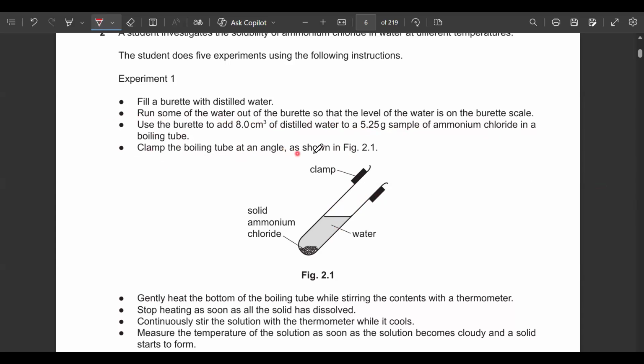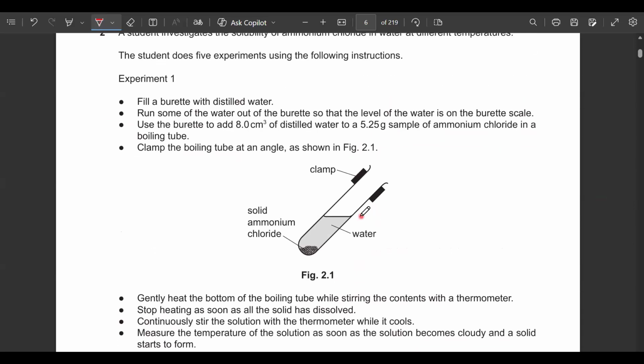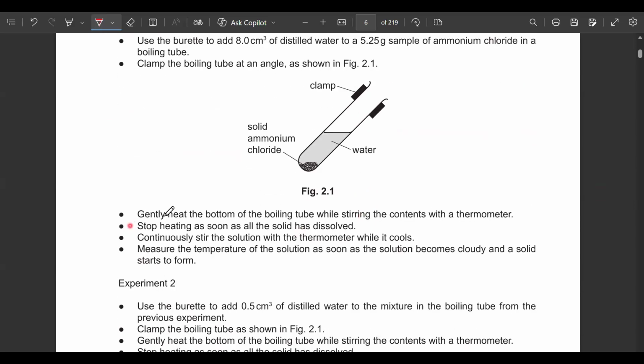Clamp the boiling tube at an angle as shown in the figure. So it is almost a 45-degree angle. Gently heat the bottom of the boiling tube while stirring the contents with a thermometer. So heat the solid ammonium chloride and also check the temperature using the thermometer. Stop heating as soon as all the solid has dissolved.